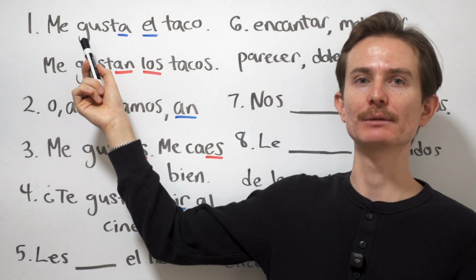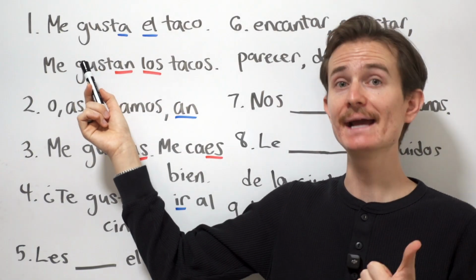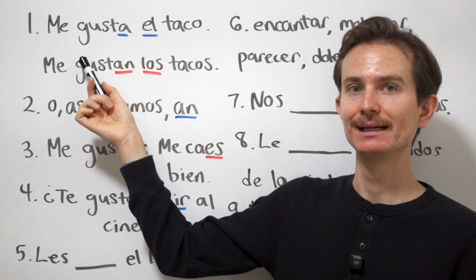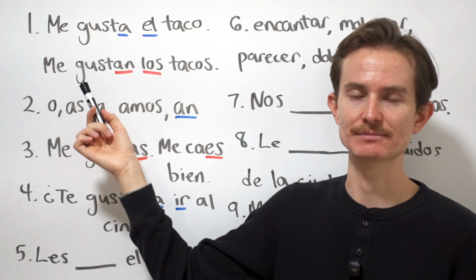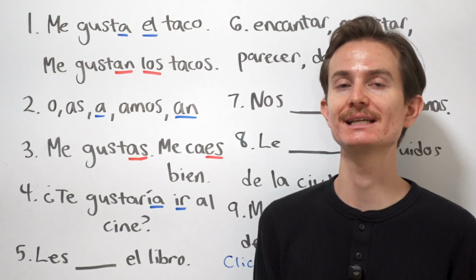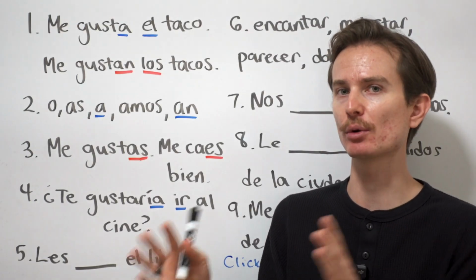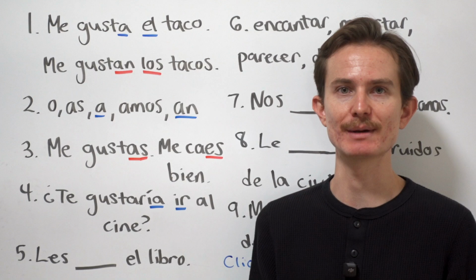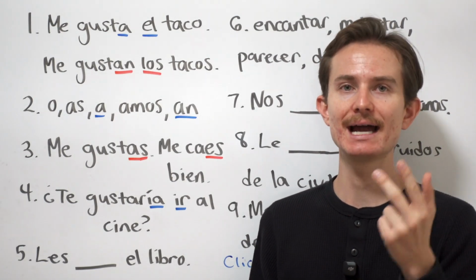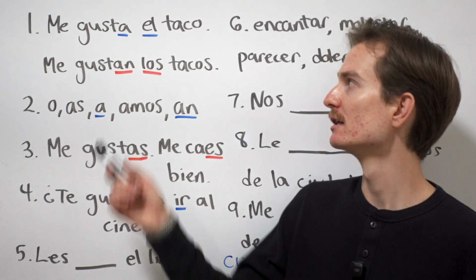Our indirect object pronouns in Spanish are me, te, le, nos, and les. We also have os if you're interested in a more Castilian Spanish, which is spoken in Spain. But those are the ones you need to know if you're learning Latin American Spanish. Me, te, le, nos, and les. Okay? So, me gusta el taco.